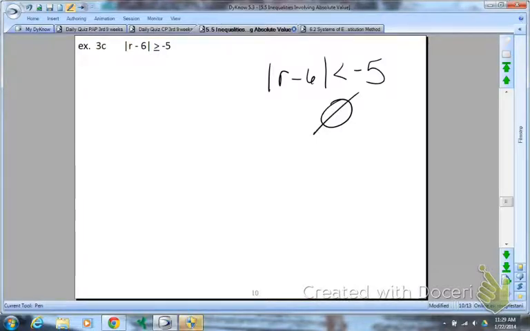Can an absolute value equal a positive number? Yes. So when you have something like this, that would be all real numbers. When you have an absolute value is greater than a negative number, the answer is all real numbers. When you have an absolute value is less than a negative number, it's no solution. Did y'all write this down?